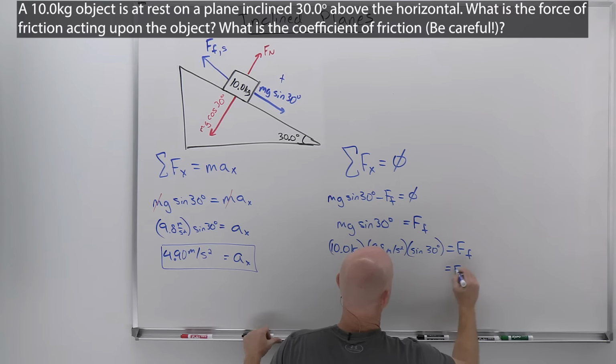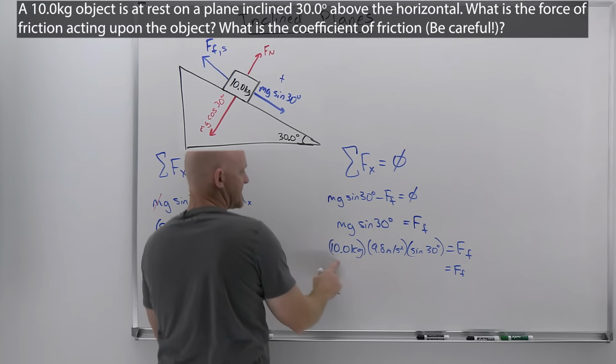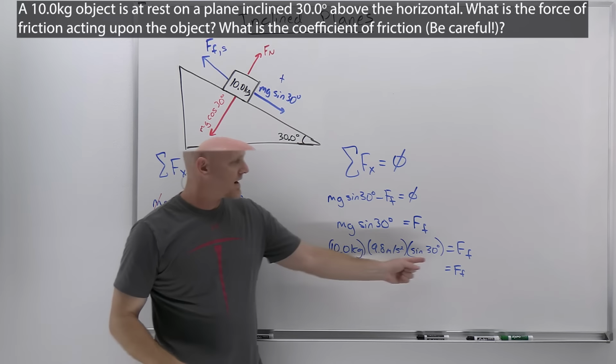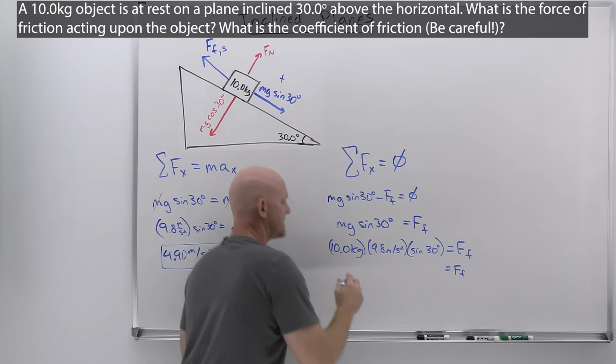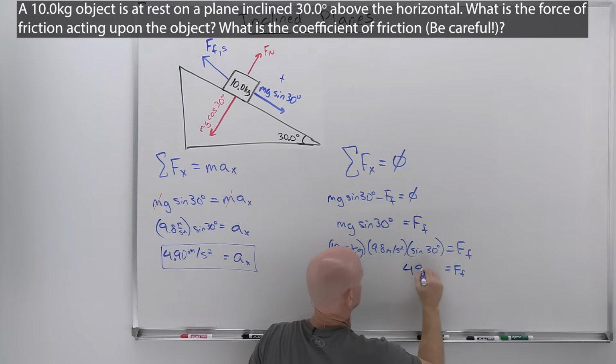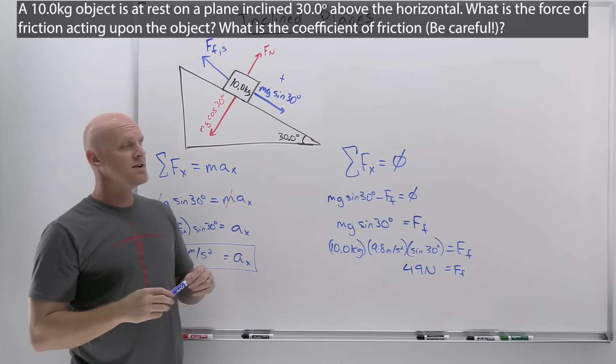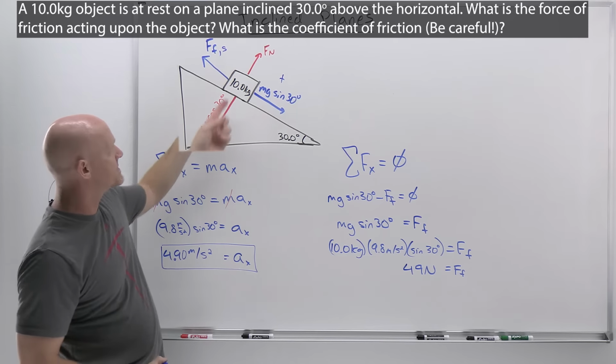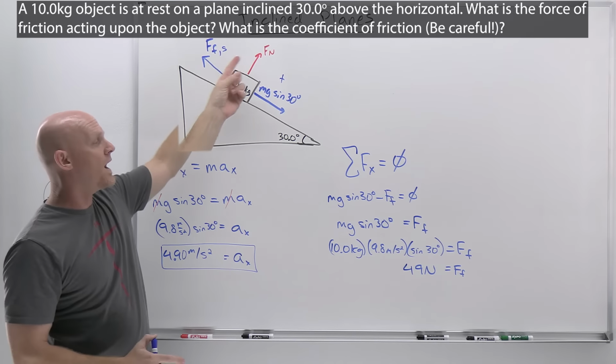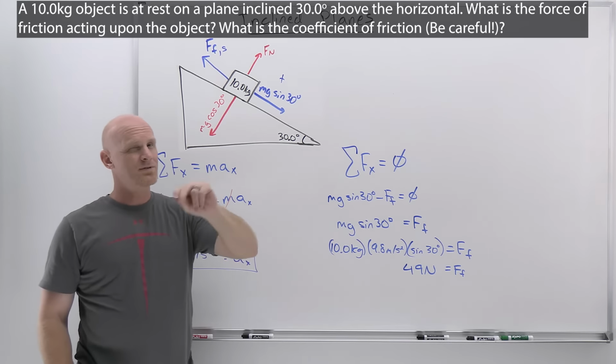And there's our force of friction. So notice 9.8 times 10 is 98, and then times sine of 30, which is 1/2, takes it down to 49, and that is 49 newtons. Once again, we haven't had to set up the sum of the forces in the inclined plane y direction to solve that, but we will for the second half of the question.